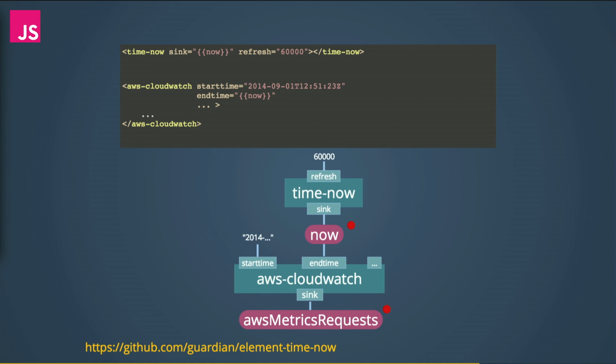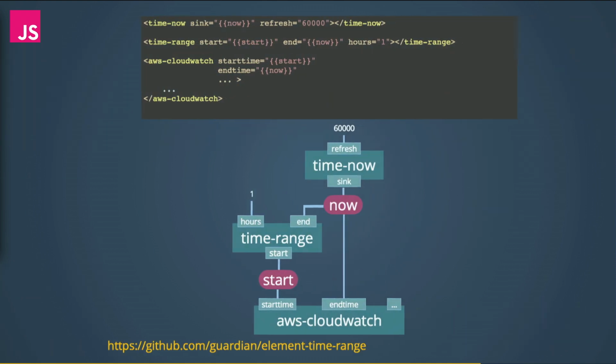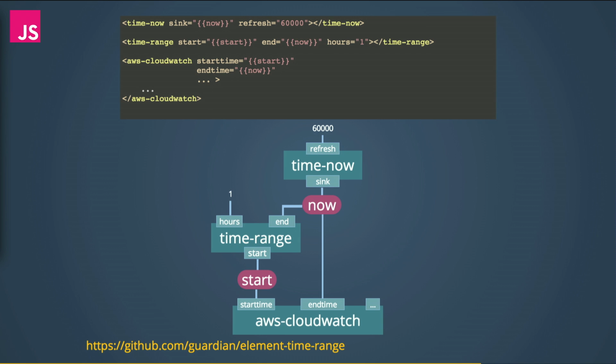So we're not quite done yet, because the start time is still hard-coded. What we said is we wanted a span, or a time interval, of 1 hour. So let's define a time range element that says 1 hour, and then we bind the end to now, which means that the start is going to be an output, which we can attach to the CloudWatch element. So we've now got our time range of 1 hour. That's enforced, and when now changes, start changes. Except we're still not done, because the number of hours is fixed.